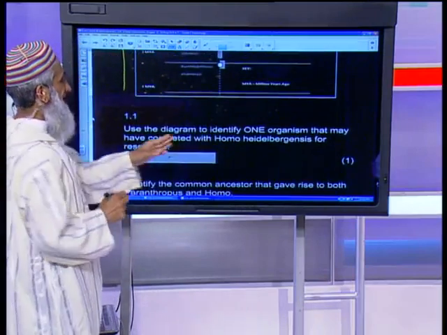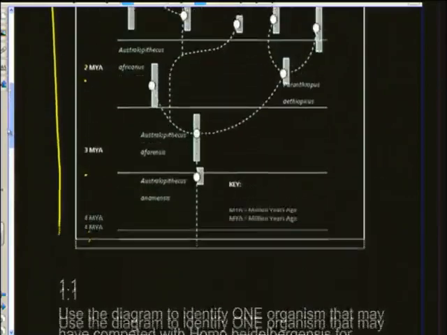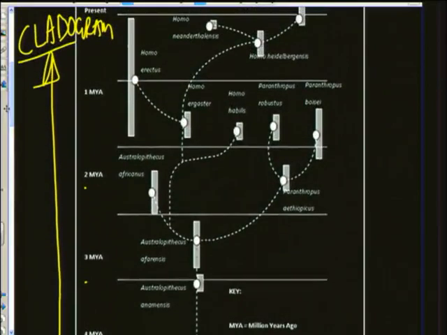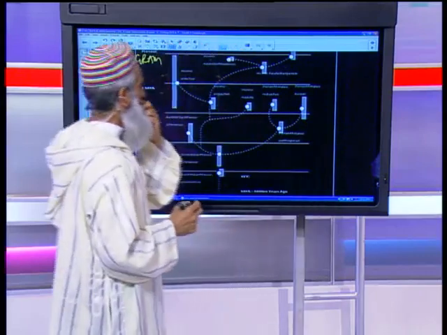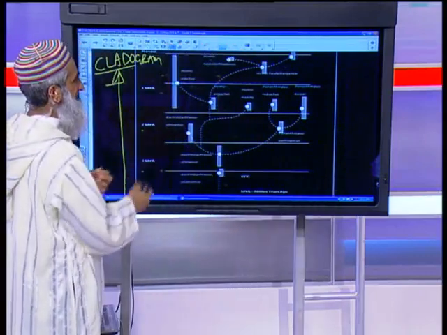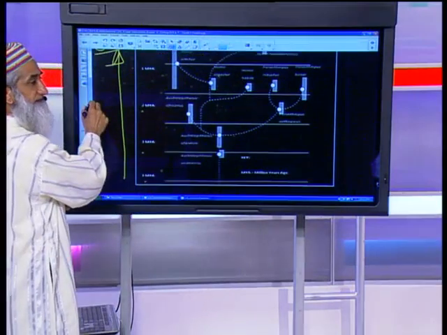They want to know, use the diagram to identify one organism that may have competed with Homo heidelbergensis for resources. So we need to look at the diagram, and think about when an organism will compete with another organism. They live in the same period of time. And what would you think in this particular case? Which one could have competed with them? That would be Homo erectus.